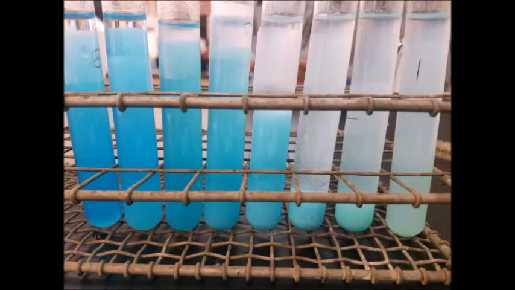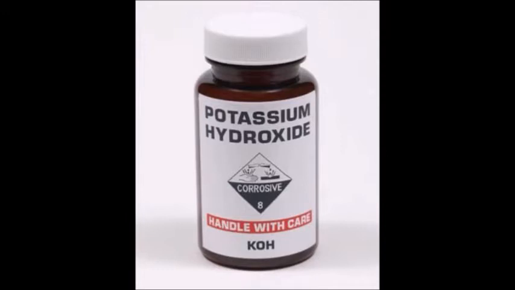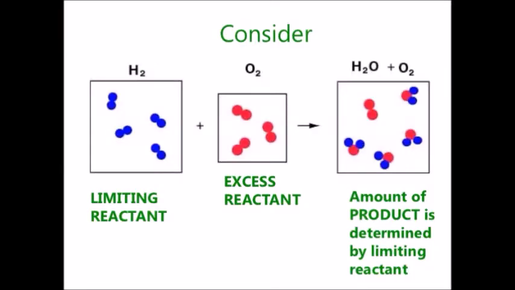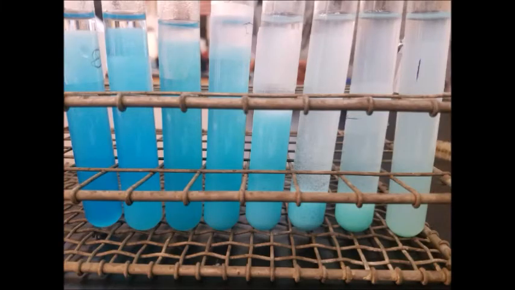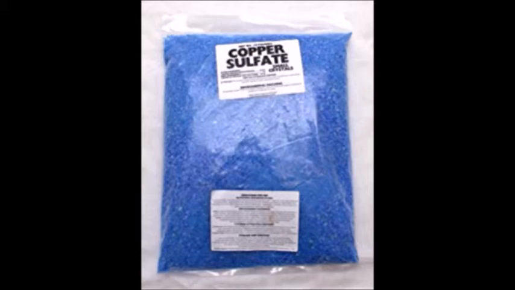In test tubes 1 through 4, potassium hydroxide was the limiting reactant. This was determined as the ratio of potassium hydroxide had a direct correlation with the amount of precipitate produced. The more limiting reactant, the more precipitate produced. In test tubes 5 through 8, copper(II) sulfate was named the limiting reactant because the amount of precipitate remained the same.